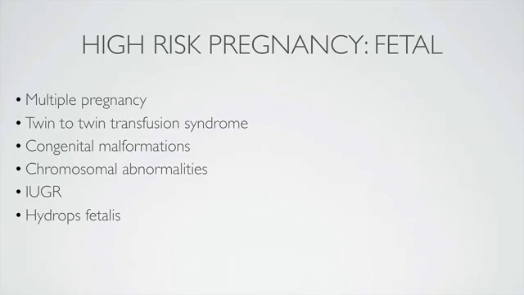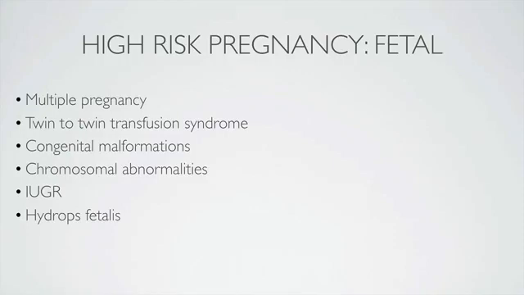Congenital malformations obviously put the pregnancy at risk if the baby has cleft palate, if they're known to have abdominal problems like gastroschisis, which is where the gut is outside the abdomen. Chromosomal abnormalities put the pregnancy at risk. Is this a known Down syndrome? Have they got Edwards syndrome?